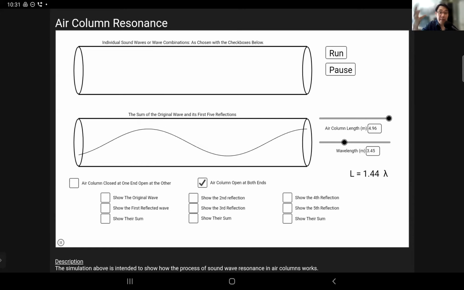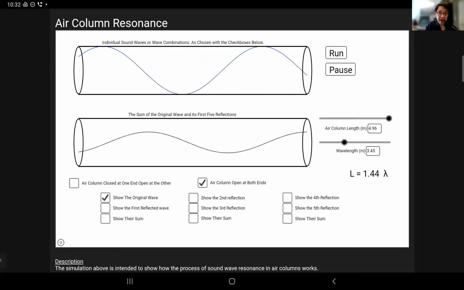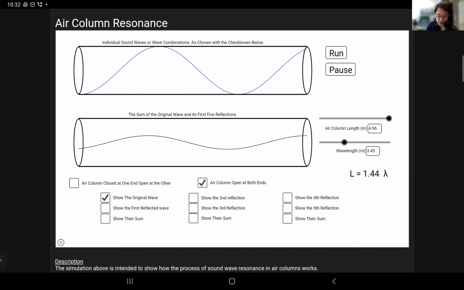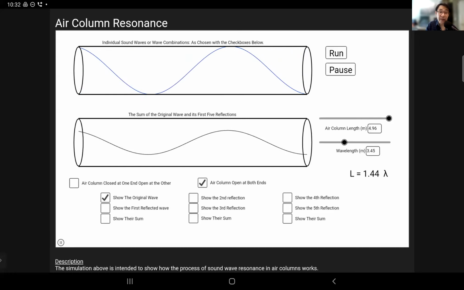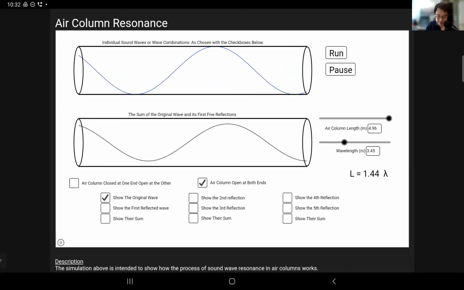However, if you imagine this fluctuation going up and down so fast, then you're going to see something like a loop. The good thing about this simulation is if you show the original wave on the top right, that is the wave that is traveling to the right. I love this one because it's better than whatever the figure that shows up in the textbook. You can show the second reflection, but let's start with the first reflected wave.